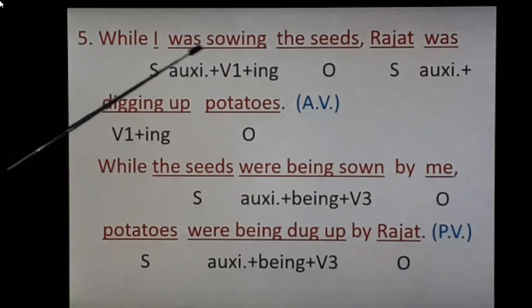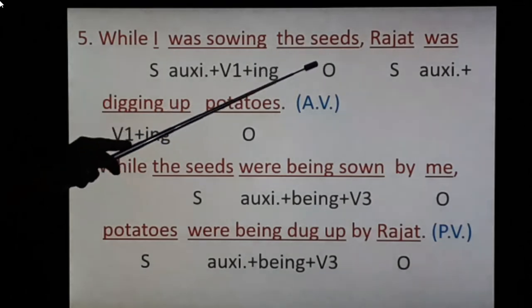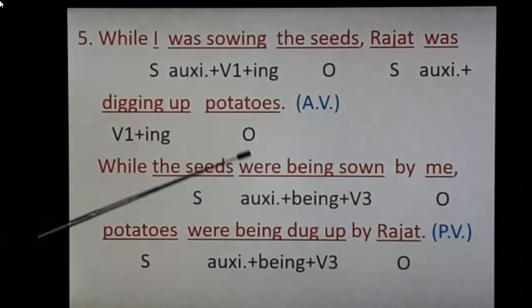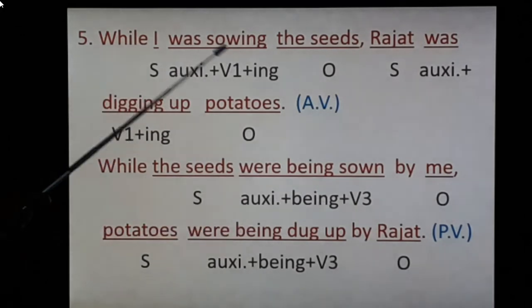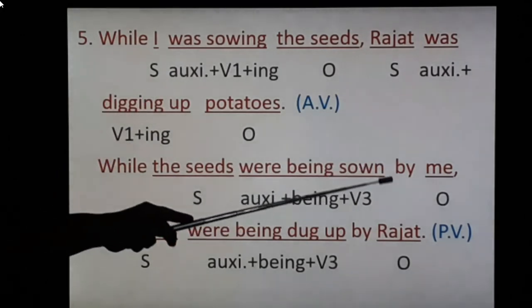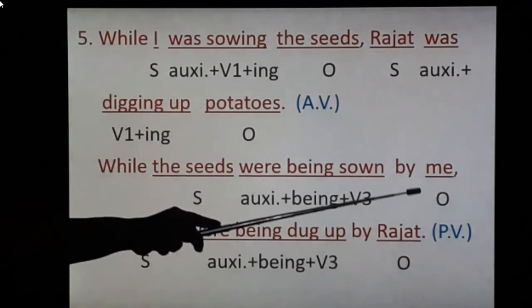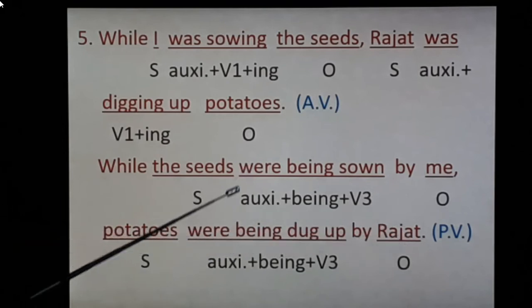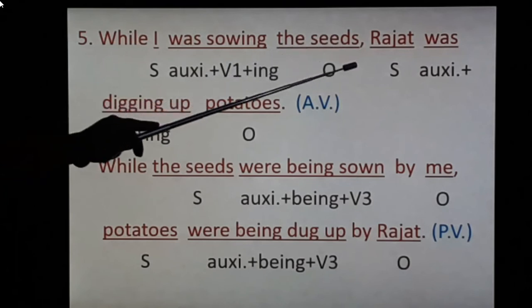Then from this half portion, the seed, that is an object, becomes the subject. So the seeds will come in the beginning. According to the seeds, put the appropriate auxiliary verb, that is verb being, then the V3 form of the main verb. So that is sown, then by, and after that I, that is the subject, so it becomes me as an object in passive voice. This way you have to turn. Then after putting a comma, go to the next half portion.